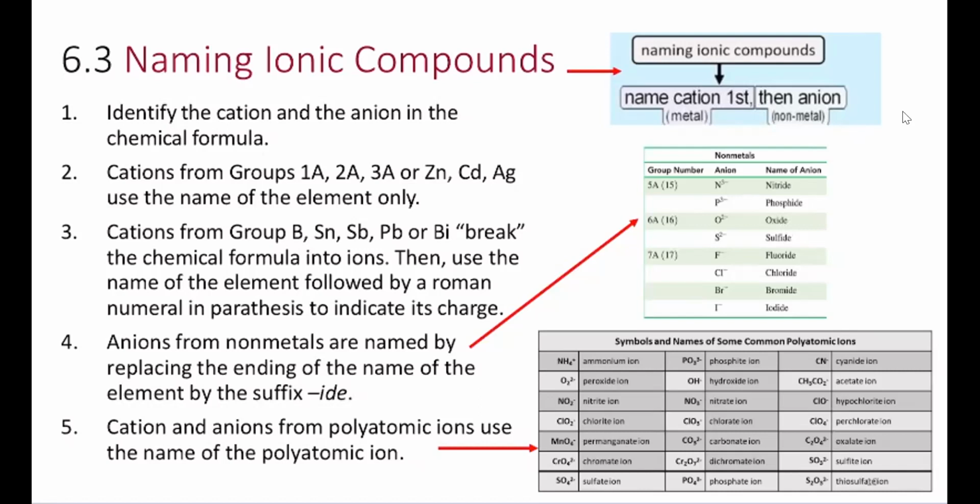Transition metals always rely on the cation to determine. Yes, for transition metals, the cation charge is what tells us the Roman numeral. Great. Awesome. Any other questions? Naming ionic compounds.